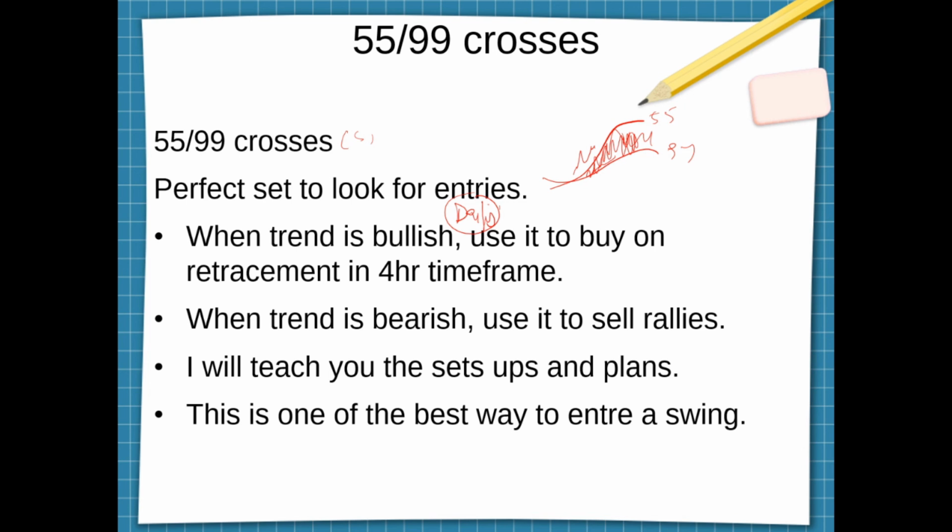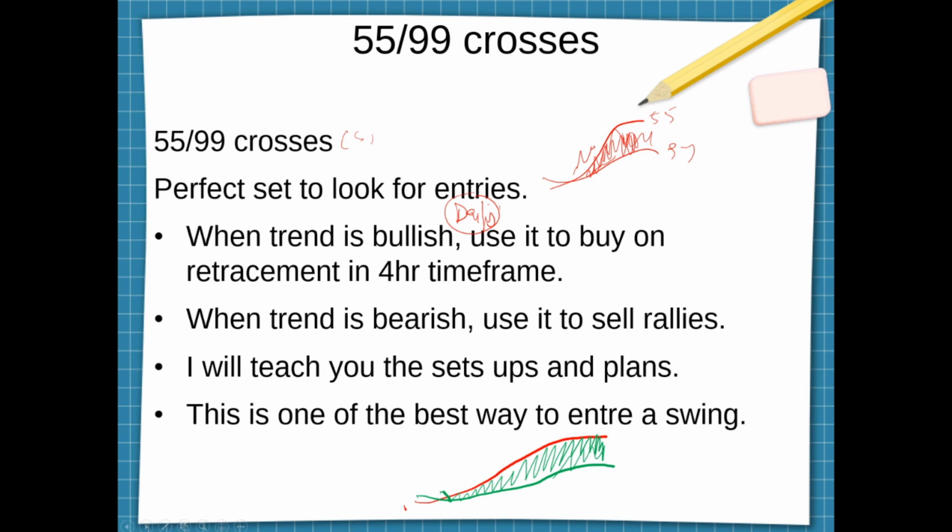I've got to do it in a way that makes it easier for you to grasp. So you have the 55 like this, and then you have the 99, usually something like that. So if you see this on a daily time frame, this entire thing is a support block.